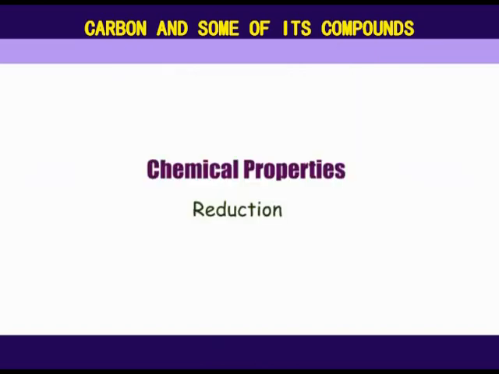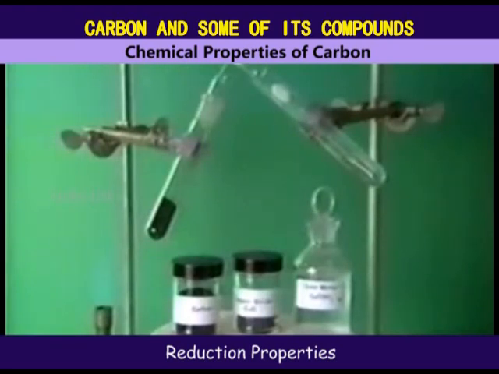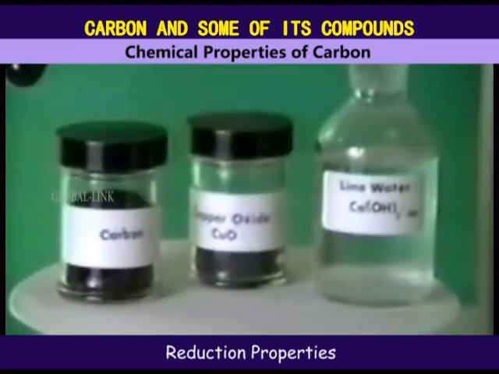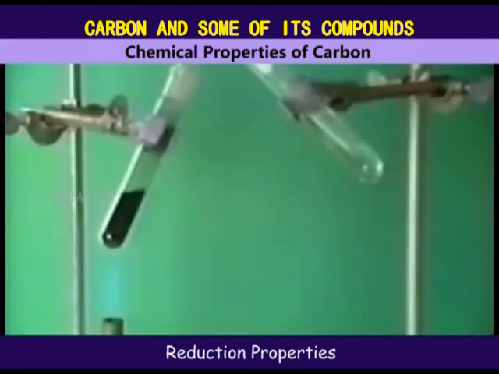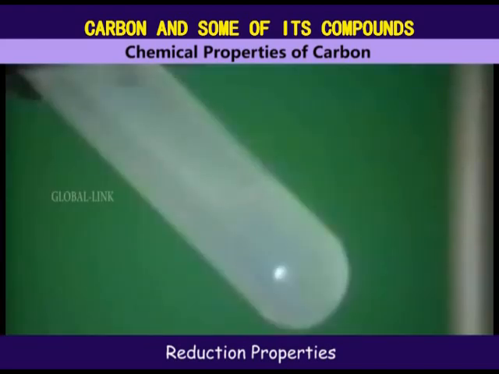Reduction properties of carbon. In this experiment, we shall heat together a mixture of black carbon powder and black copper 2 oxide. The gas evolved is passed into a solution of calcium hydroxide or lime water. We notice the white precipitate of calcium carbonate formed as the gas is bubbled in the lime water. This means that the gas is carbon dioxide.